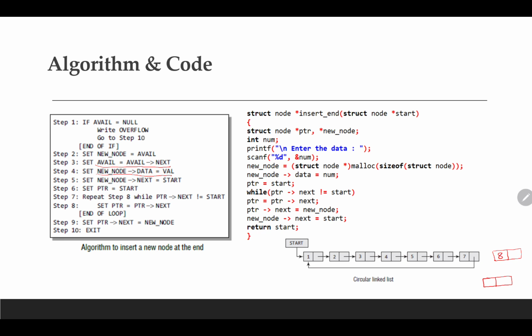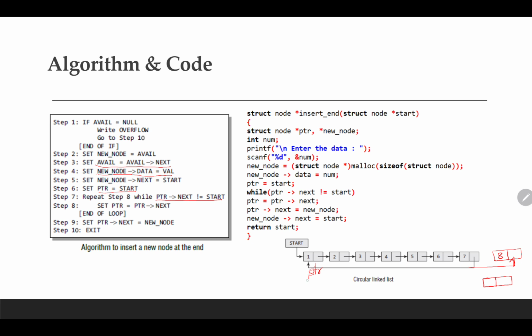Then next, what we are doing: new node->next = start. We are assigning the address of the start node to new node->next. Then ptr = start. We are assigning this start node as the ptr node, so this is the ptr node here. Then we have to check the condition ptr->next != start.